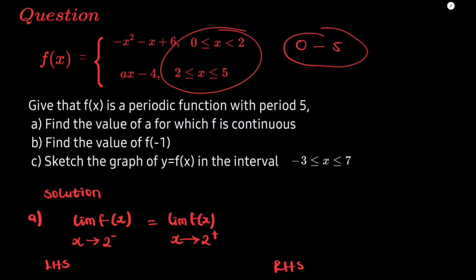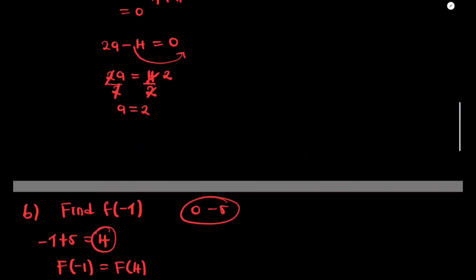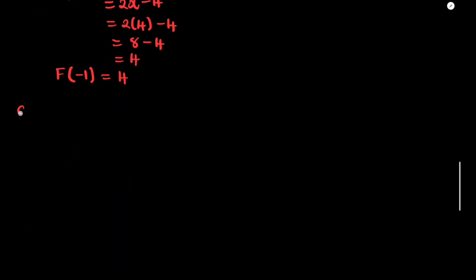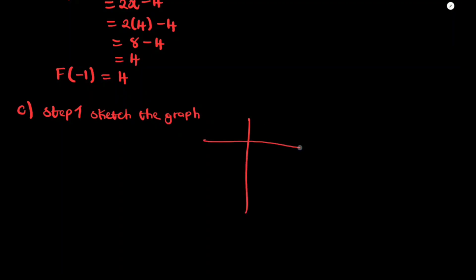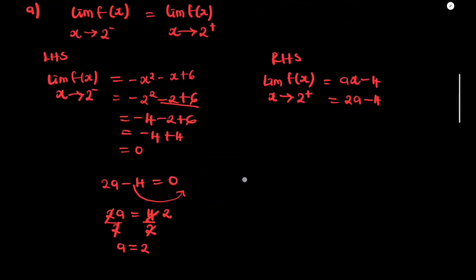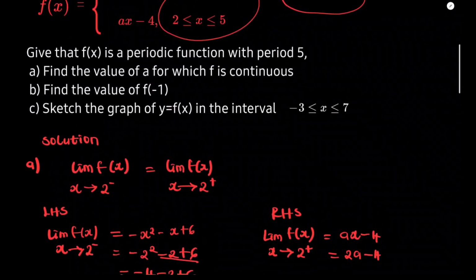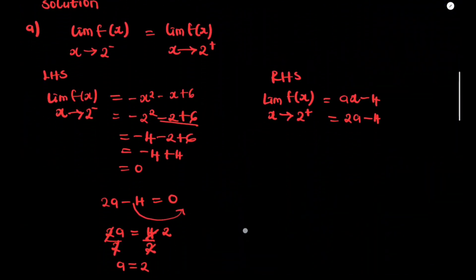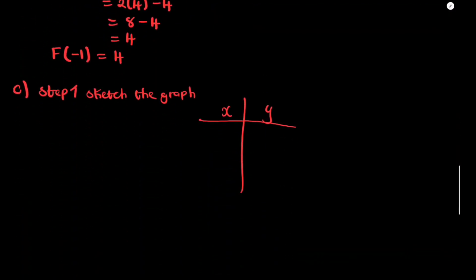The C part says sketch the graph of y equal to f of x in this interval. Okay, to sketch the graph, step 1, we need to find our coordinates, remember? So let's draw our table, x and y. Let's take the first case. Let me write that down here.